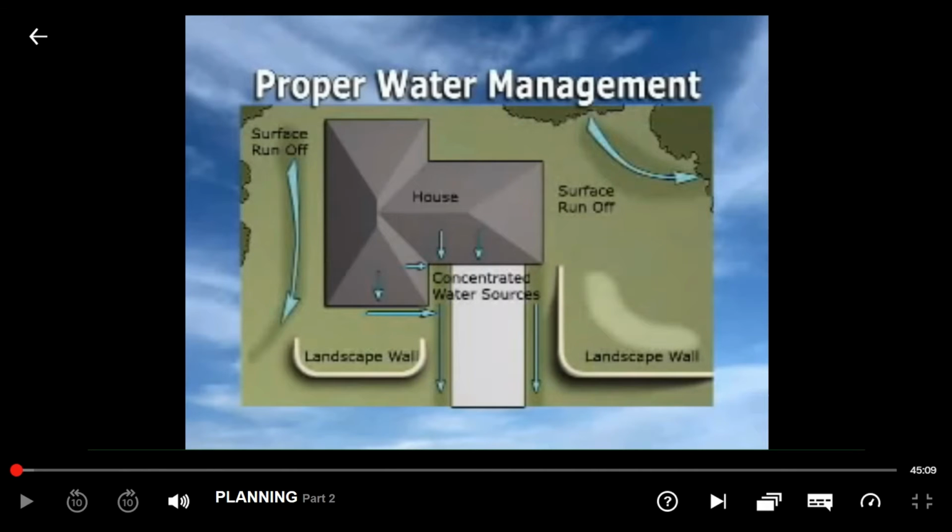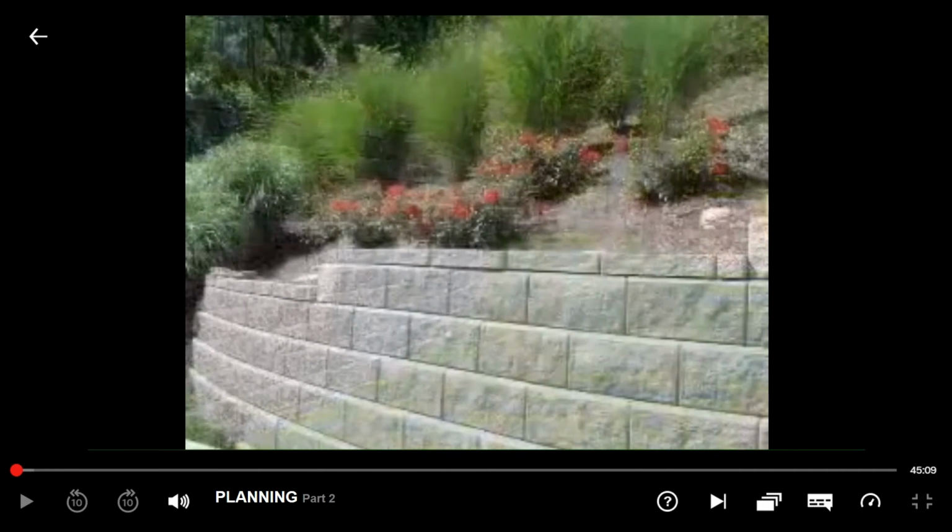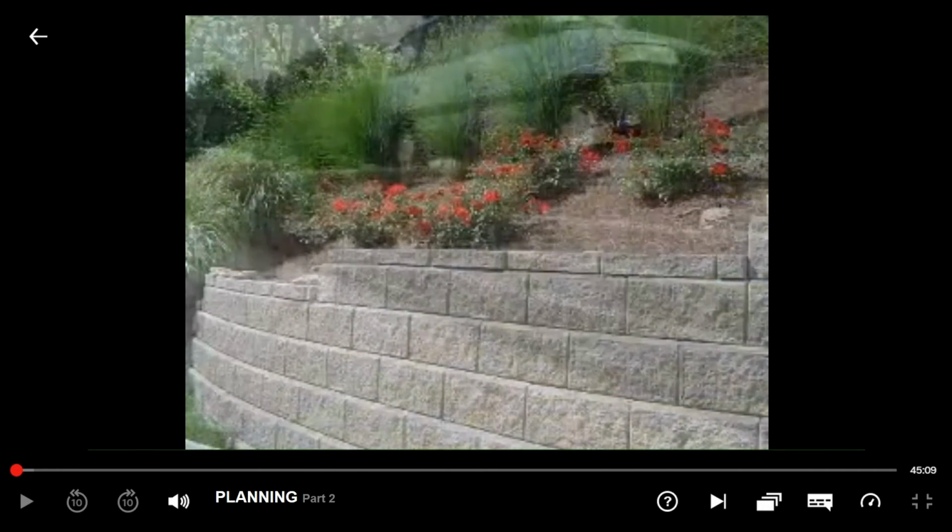Water management is an incredibly important aspect of planning out a retaining wall, as poor water management is the number one reason for retaining wall failure. There are two factors to consider: surface runoff and in-wall drainage.